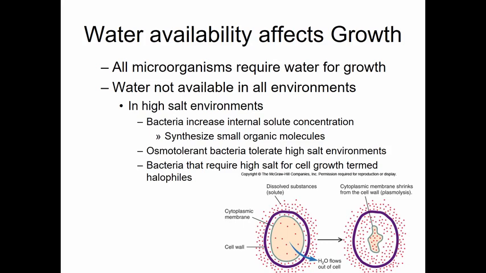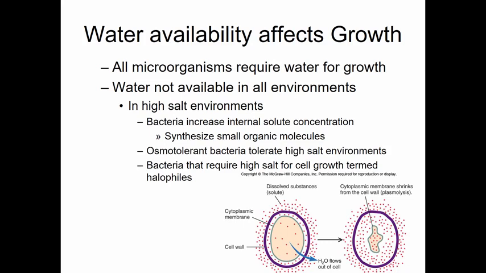Water availability also makes a difference. You guys should know this. Water is the one compound in highest abundance in any living cell. We talked a little bit before about how water moves freely. What's that process called? Osmosis, okay? So water's moving by osmosis. It moves freely in and out of a cell.